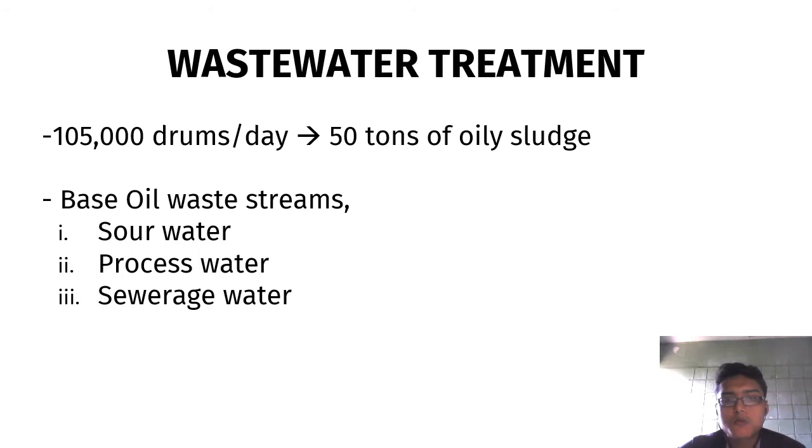Okay, for this wastewater treatment, from the facts, it is stated that for a processing plant of lubricants, if the plant operates by producing 105,000 drums per day, it will produce approximately 50 tons of oily sludge. So it is a very huge amount. And as you all know, all processing plants will have tons of wastewater. For this kind of processing plant, the base oil waste streams involved are sour water, process water, as well as sewerage water.